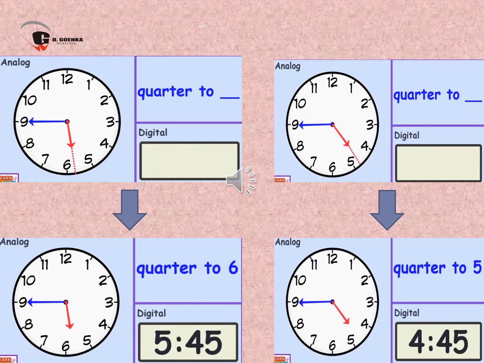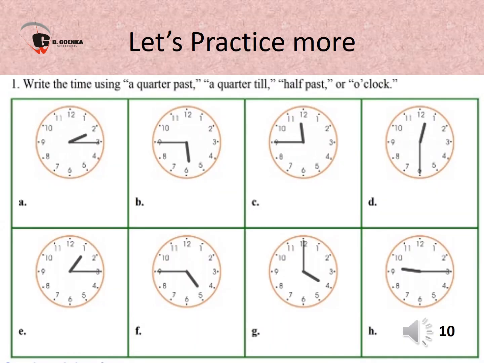Example 4. The minute hand is at 9 and our hour hand is just behind number 5. So what is the time? Yes, it's quarter to 5 or 4:45. So kids, are you ready for some more practice? Let's do some more practice.